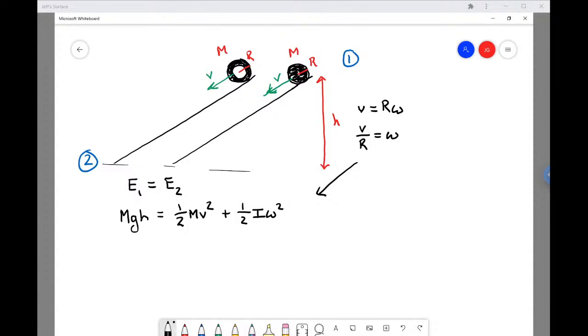Inertia. Thank you, Katie. That's right. The rotational inertia, the I, right there, is going to be different for these two objects. Let's do some integrals now to calculate what the rotational inertia is for these two objects. And then we'll come back to this problem.